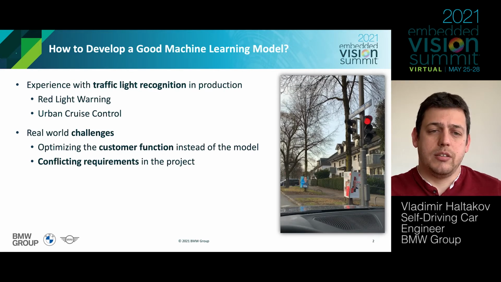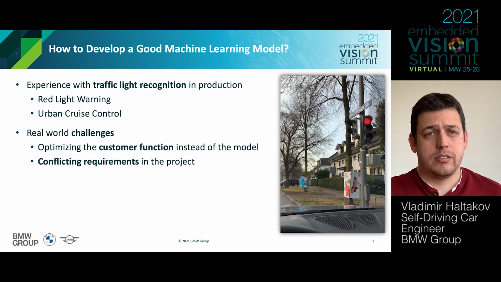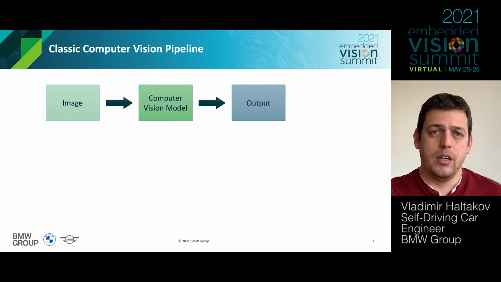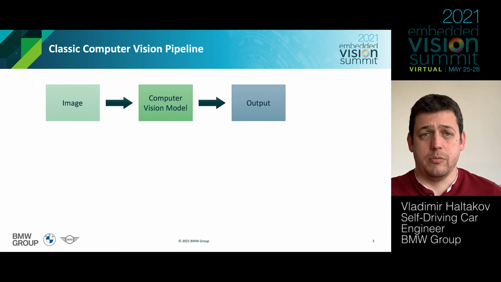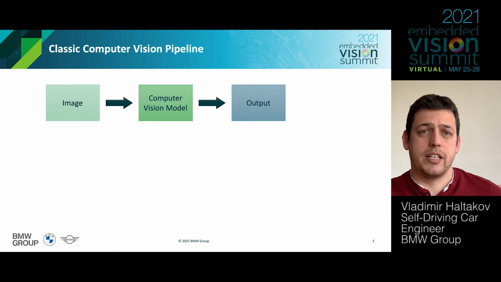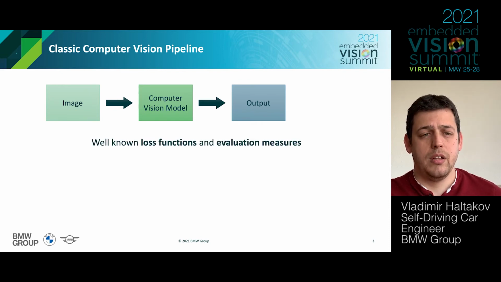And you can imagine there is a typical traffic light recognition function behind it, and we will discuss how to measure the performance of this model for this specific function. Let's start with the classical computer vision pipeline. Typically you have a camera image, you put it into some kind of computer vision model that detects objects, and you have on the output some detections or classifications.